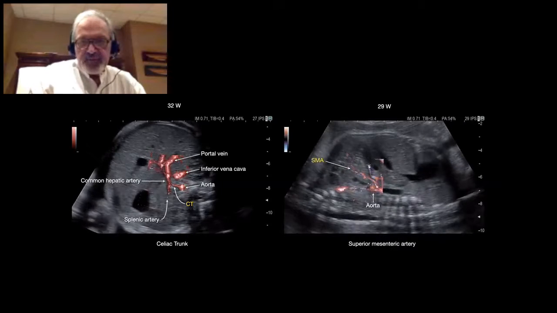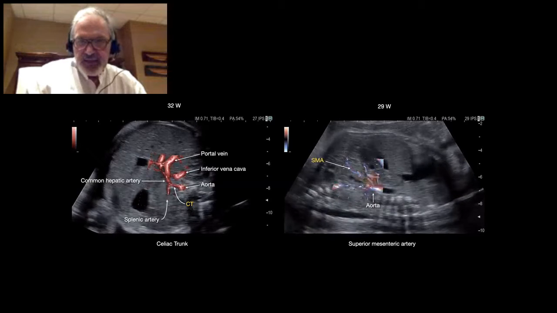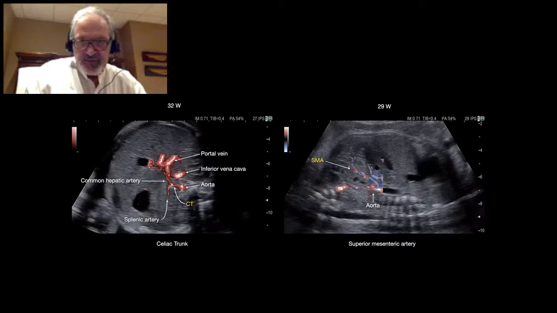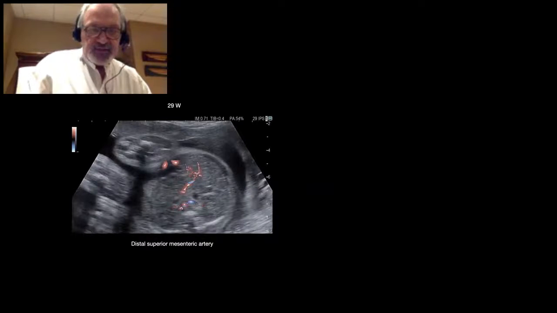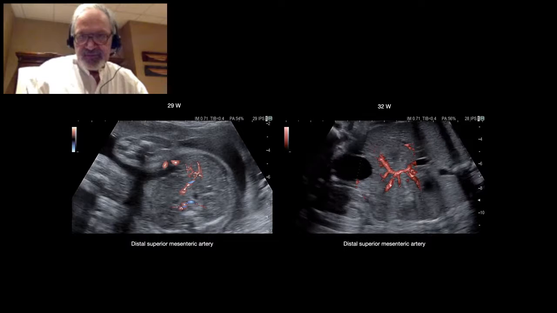Here we have the superior mesenteric artery going towards the small intestine. It's unusual to see these little vessels so easily. Here we have the distal superior mesenteric artery with distribution to intestinal loops. It's more accurate on this view at 32 weeks.